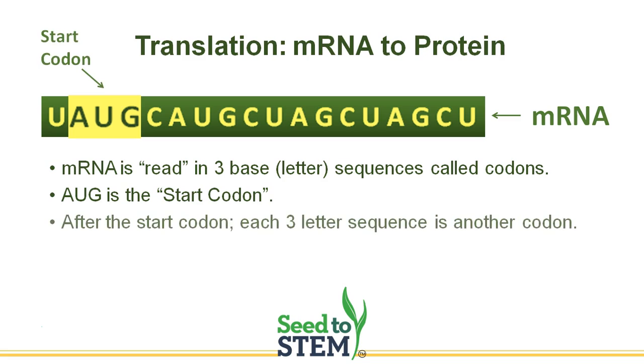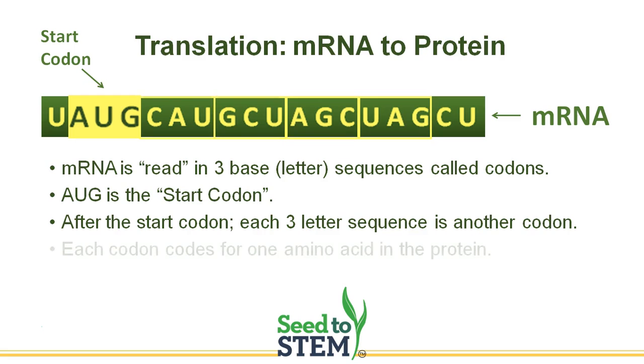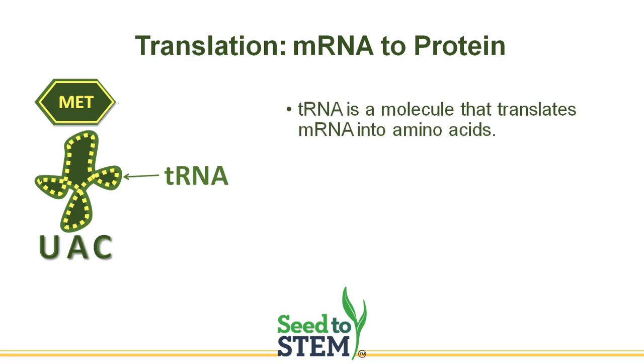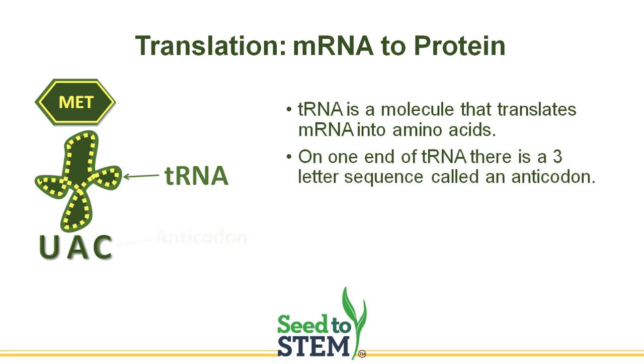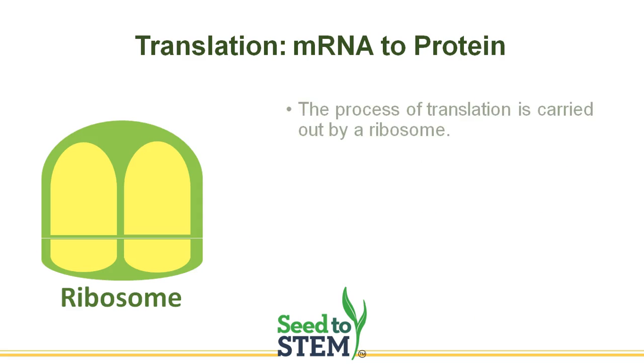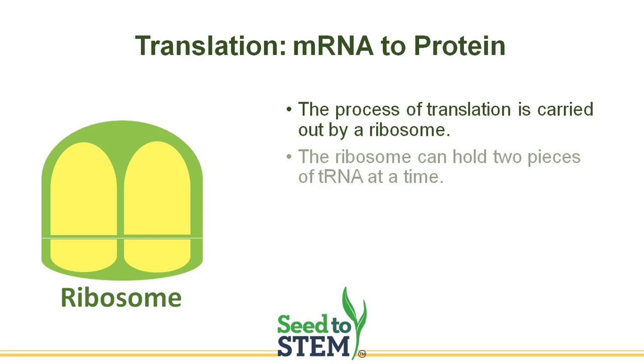After the start codon, each 3-letter sequence is another codon, and each codon codes for one amino acid in the protein that will be formed. Transfer or tRNA molecules are used to read the messenger RNA. On one end of a tRNA molecule is an anticodon that will complement the mRNA codon, and on the other end it carries an amino acid that will be placed in the protein. The process of decoding the mRNA to produce a protein is called translation.